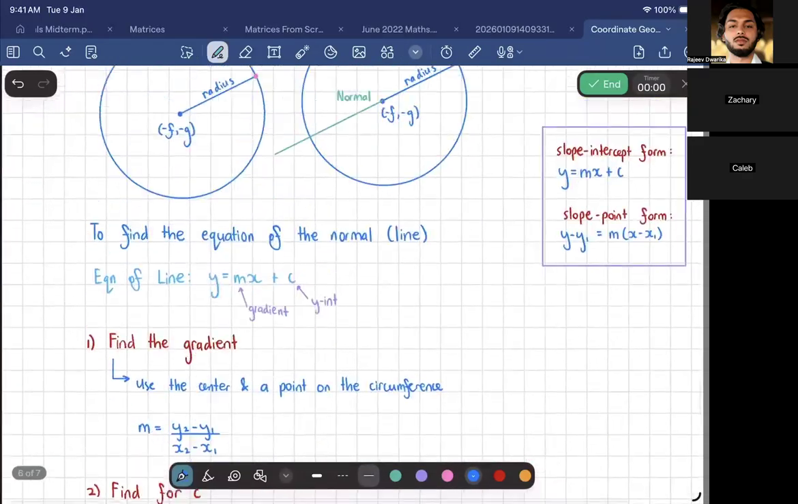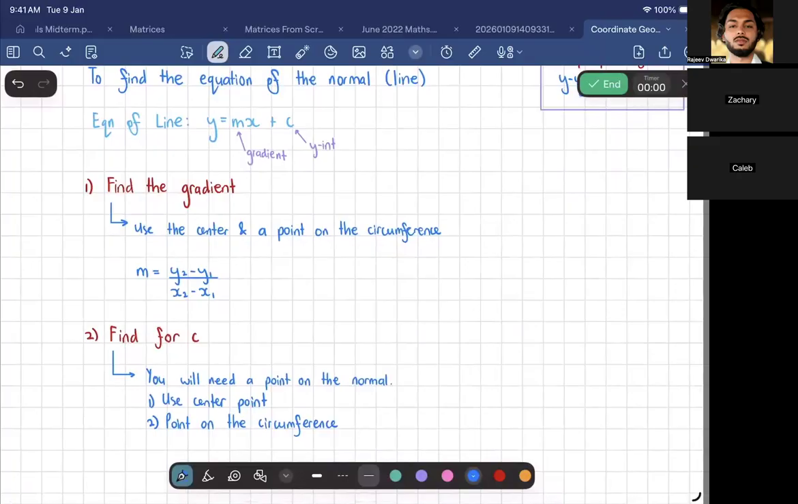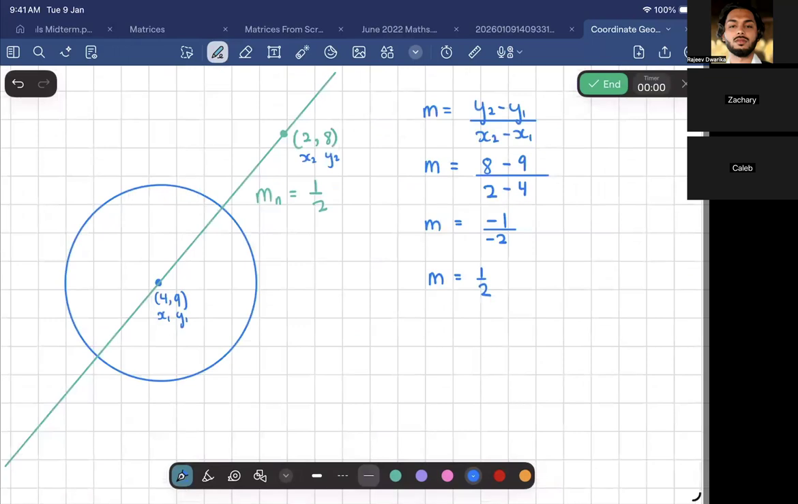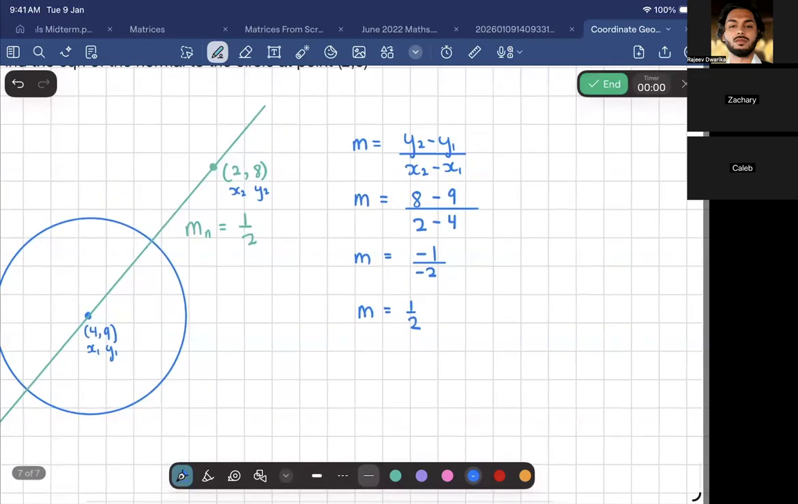So in the other part, we need to find c. And to find c, you need a point on the normal. Do we have any points on the normal? Yes, the center and the other one. Okay, which one do I want to use? Use the other one they gave. What, 2,8? Yes. So use either 4,9 or 2,8 to find c.